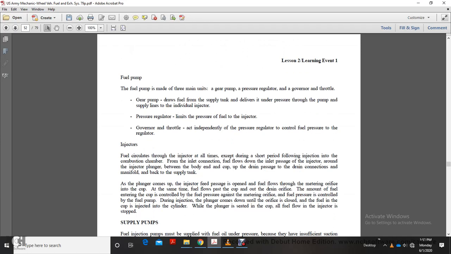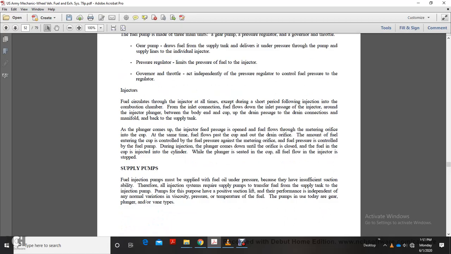Alright, your fuel pump. The fuel pump is made with three main parts: a gear pump, a pressure regulator, and a governor and throttle. The gear pump draws fuel from the supply tank and delivers it under pressure through the supply lines to the individual injectors. The pressure regulator limits the pressure of the fuel to the injector. The governor and throttle work independently of the pressure regulator, controlling the fuel pressure.